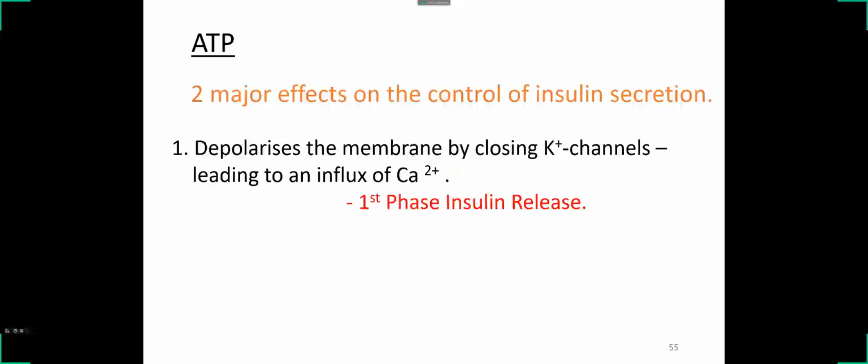For ATP, it has also two major effects on the control of insulin secretion. It depolarizes the membrane by closing potassium channels, which then leads to an influx of calcium, which obviously impacts the first phase of insulin release.